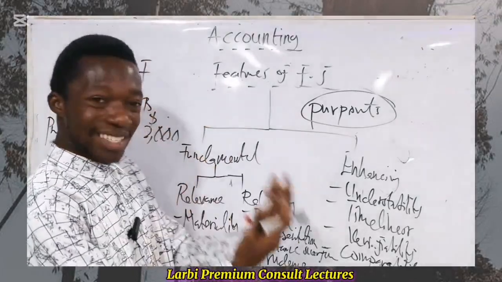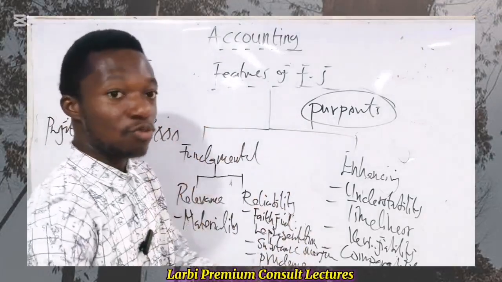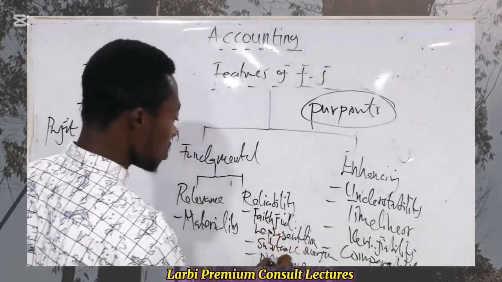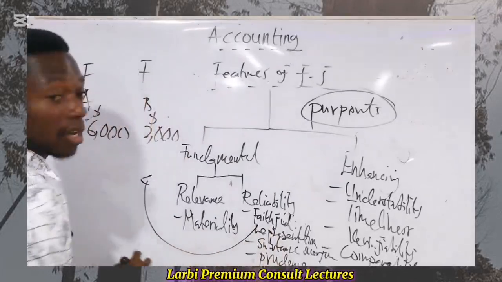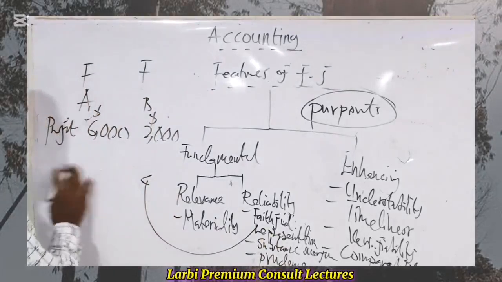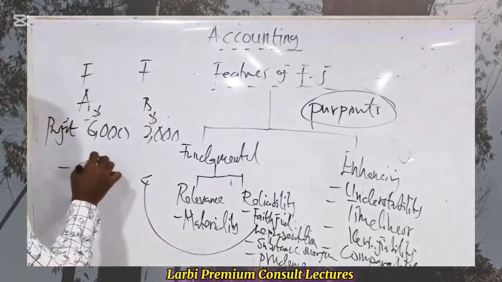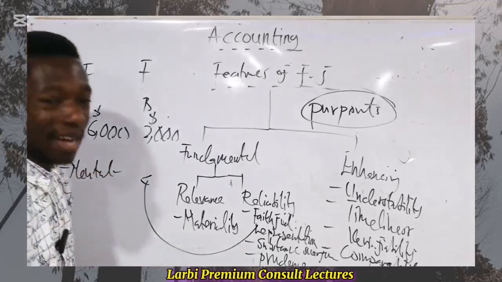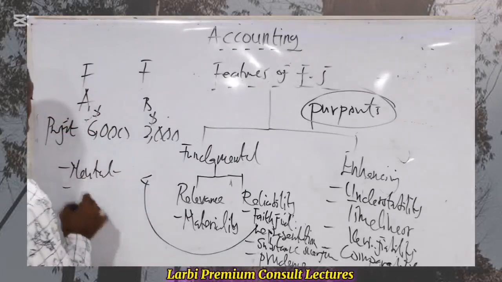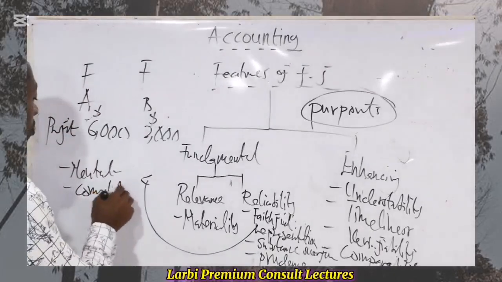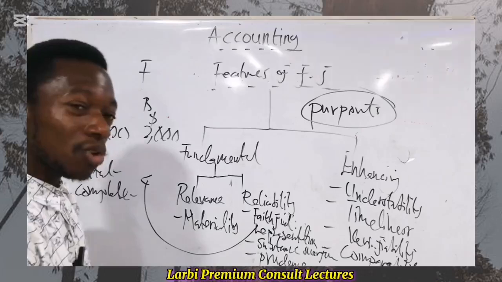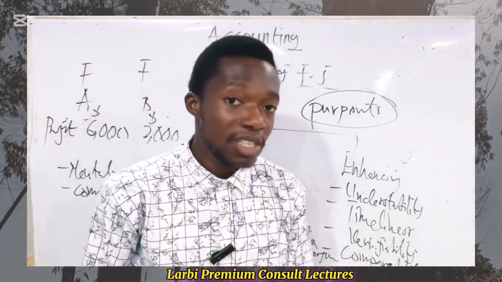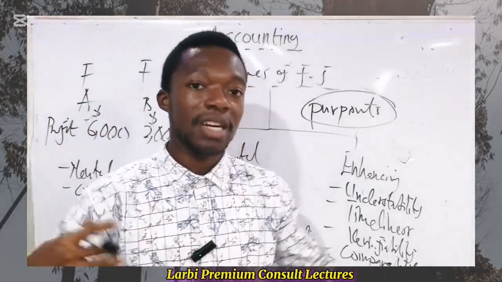So for a financial statement to be faithfully represented, that means that it's supposed to have three things. One, it's supposed to be what? Neutral. Supposed to be neutral. That means what? Free from what? Biases. Free from biases. Two, it's supposed to be complete. Complete means that we don't leave out any vital information that will make the information what? Incomplete. So all the necessary information must be captured.